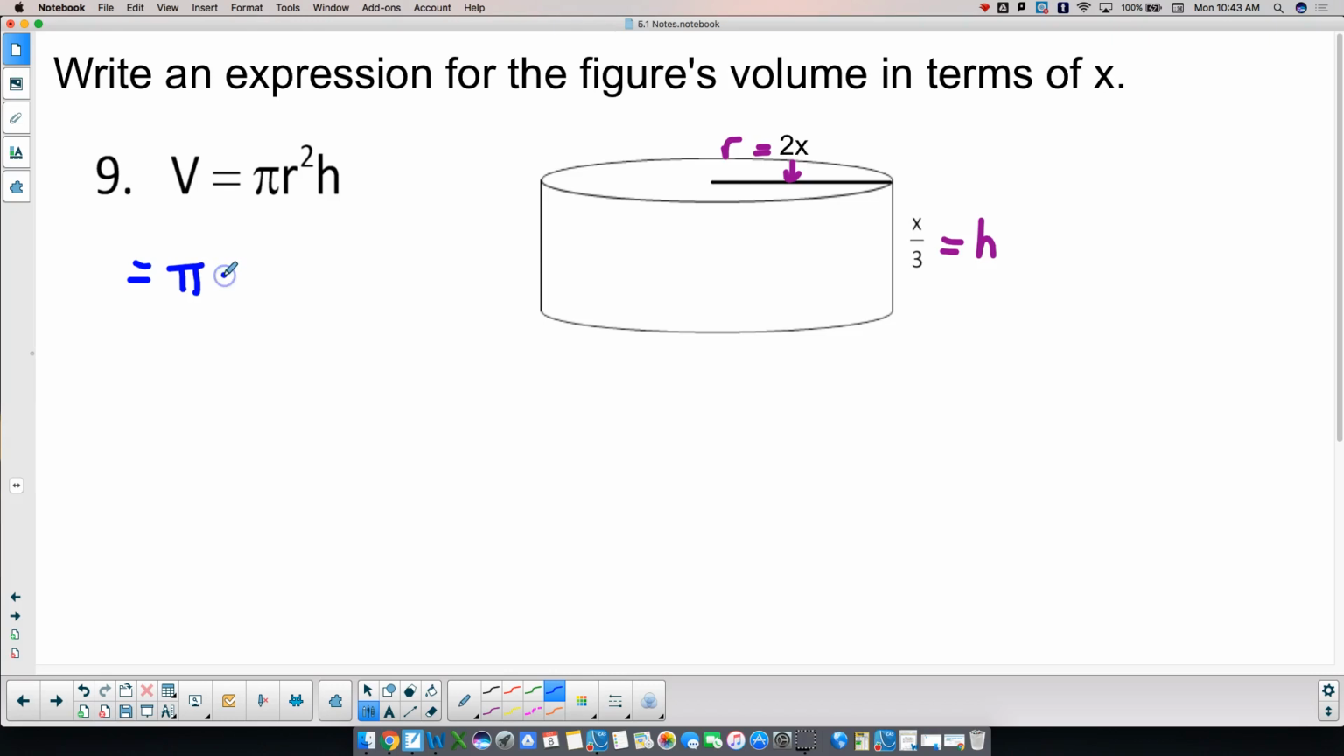Okay? So this is going to be pi times r squared. R was 2x. That needs to be squared. Times my h, which is that. Okay. So 2x quantity squared would be 2 squared. What's 2 squared?